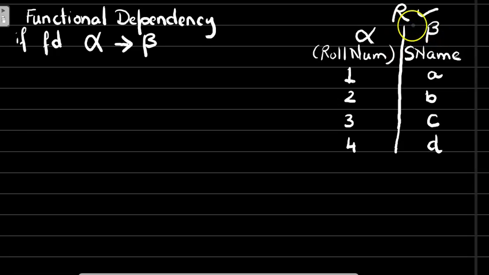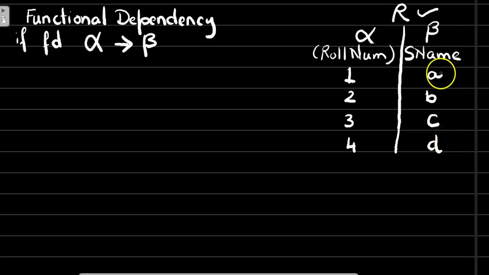Let's have a look at this particular relation. We have alpha and we have beta. If you have the roll number of a student, you will be able to uniquely identify the name of the student. So roll number 1 refers to student A, roll number 2 student B, roll number 3 student C, and roll number 4 student D.